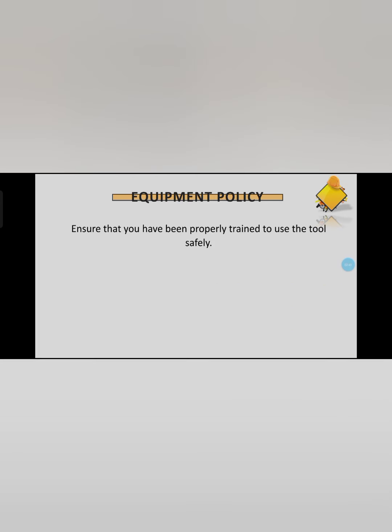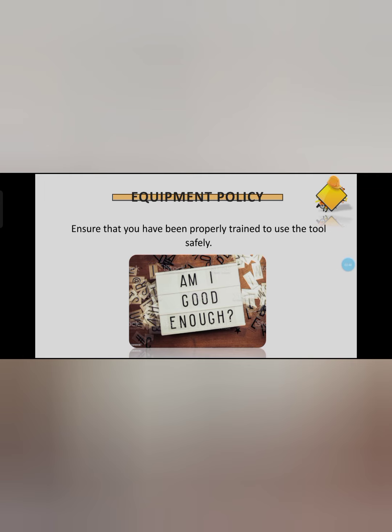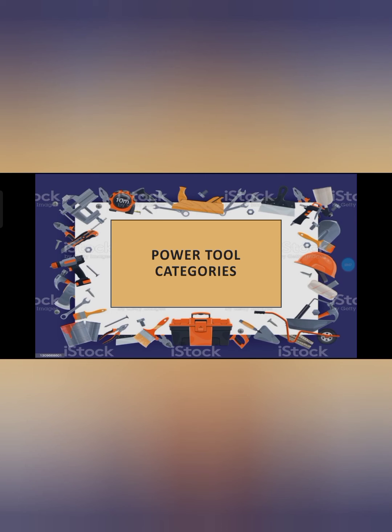Okay? Next, equipment policy. Ensure that you have been properly trained to use the tool safely. Okay? Take note of that one. So, these equipment policies are only a few, sa dimension ko lang. Maraming mga equipment policy. Pero, I only mentioned 3 of the equipment policies. Okay, so the power tools, guys, usually come in one of two categories.